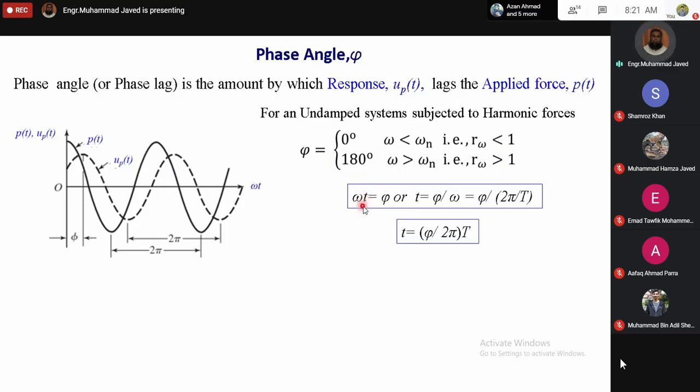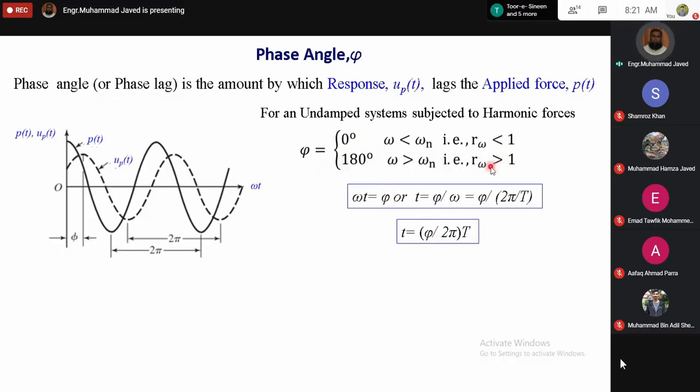So we have the relation omega t is equal to phi, or t is equal to phi by omega. And as you know that omega is equal to 2 pi by T, so t can be written as phi by 2 pi into T. So this shows that when the frequency ratio is less than 1, phi is 0 and t will be how much? t will be 0, which shows that harmonic force and the displacement occur at the same time.